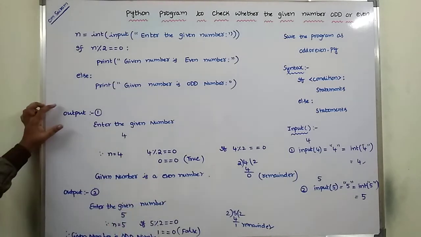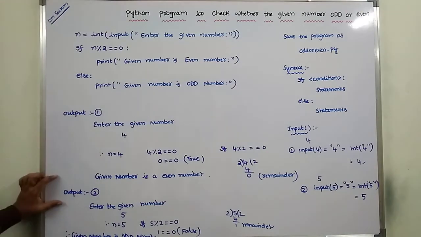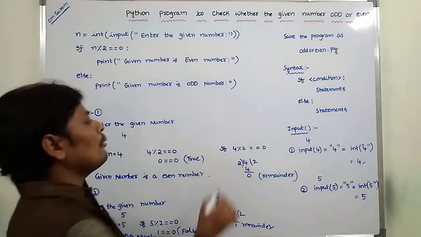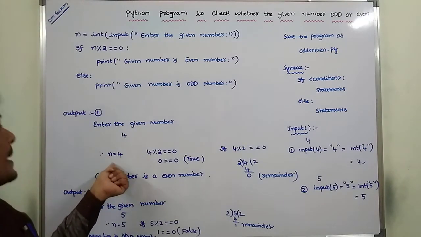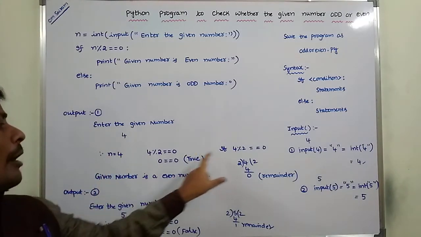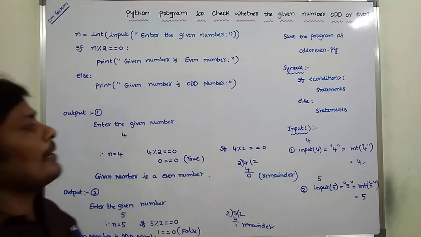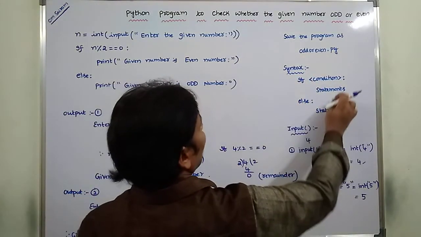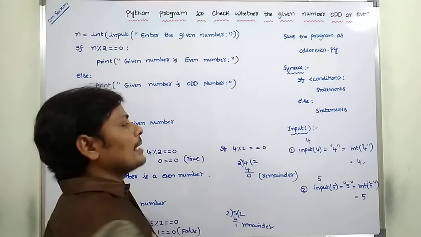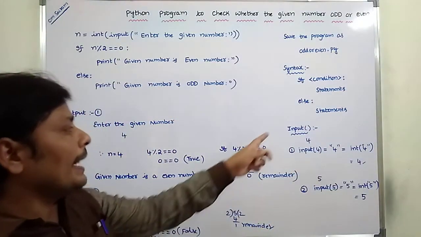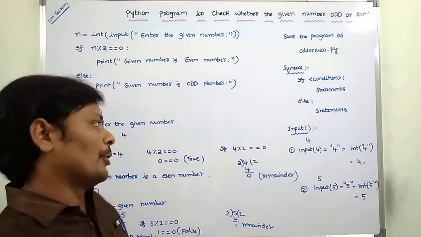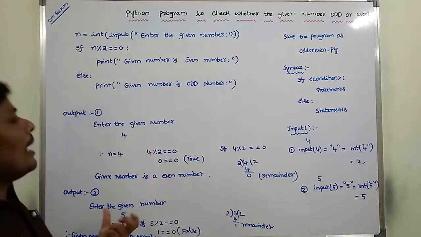Okay, so this is output 1 and this is output 2. So how we are calculating the logic? This is the logic for n is equal to 4, the logic for n is equal to 5, and this is the syntax of if else, and this is the input function, how we are reading the input from the keyboard. Okay, so this is the program.